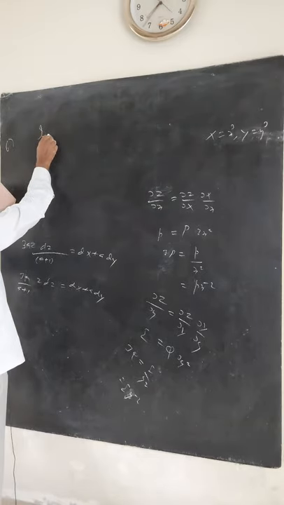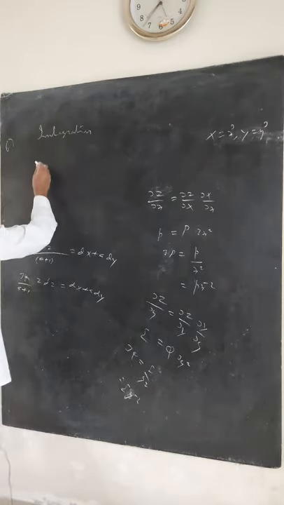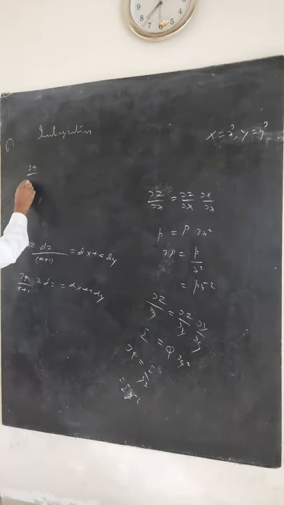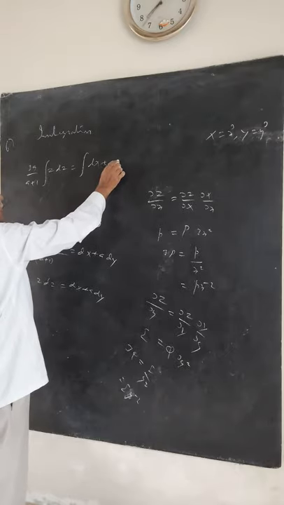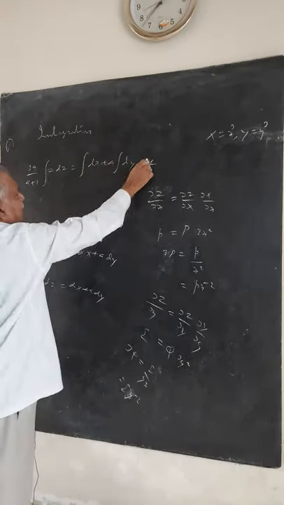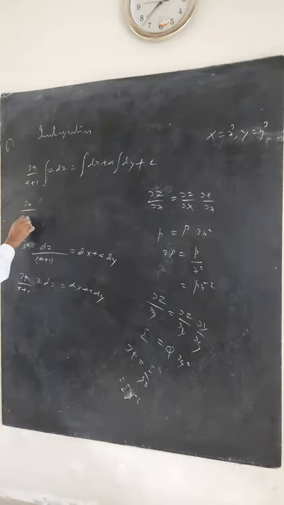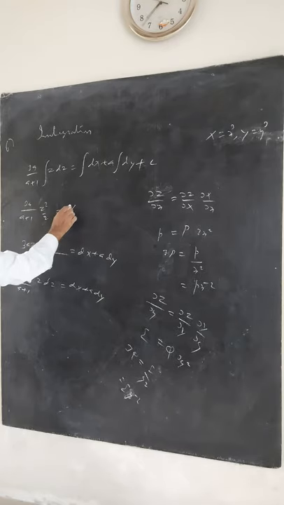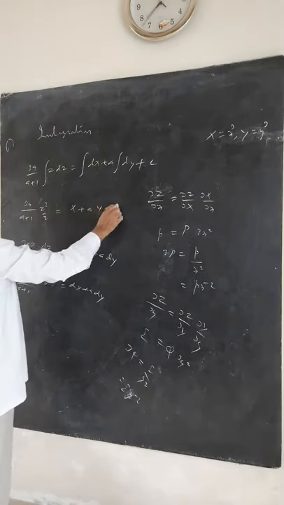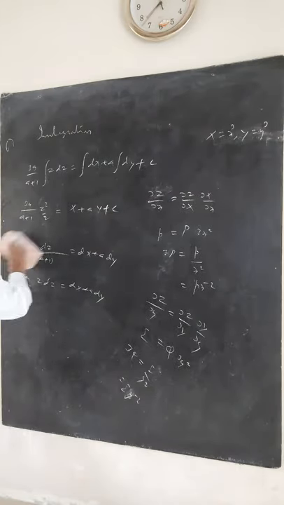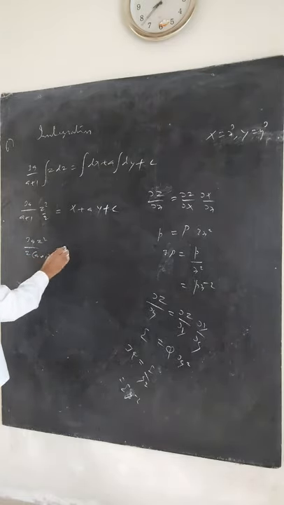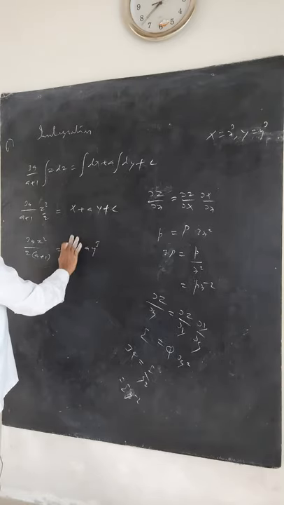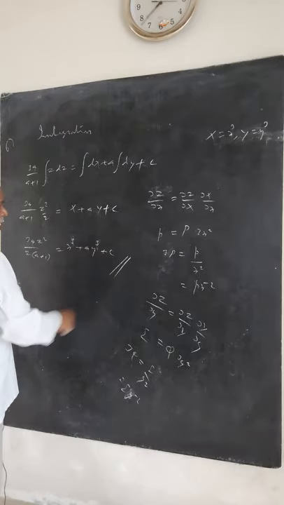Integrating. 3a by (a plus 1) integration of z dz equals integration of dX plus a integration of dY plus c, where c is the integral constant. 3a by (a plus 1) into z² by 2 equals capital X plus a capital Y plus c. Applying capital X is x cubed, capital Y is y cubed: 3a by 2(a plus 1) z² equals x³ plus a y³ plus c is the answer.